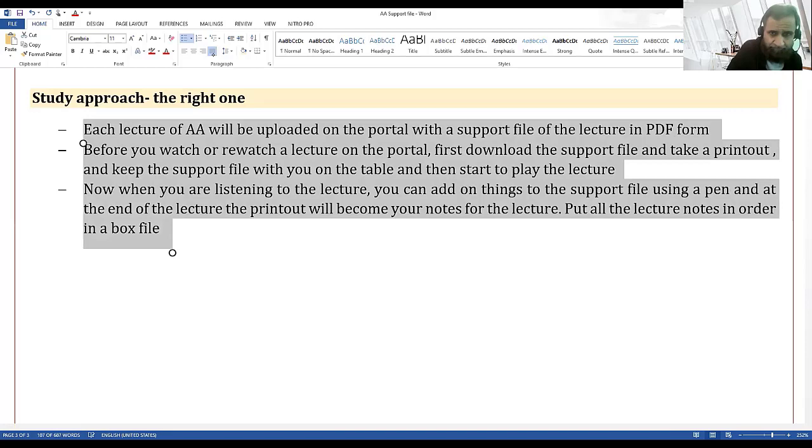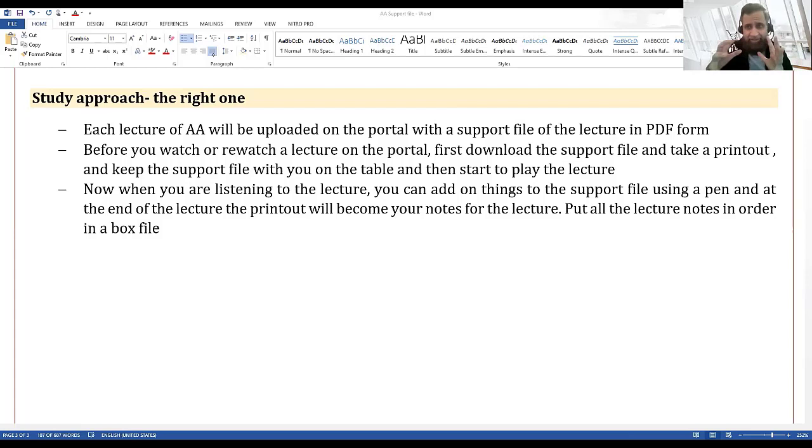Right? So put all the lecture notes in order in a box file. So after a month, when you look at your box file, it becomes healthy, healthy, and healthy. And you have notes going into the box file, right? Now, last thing.